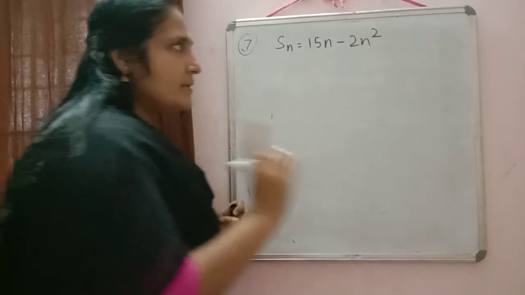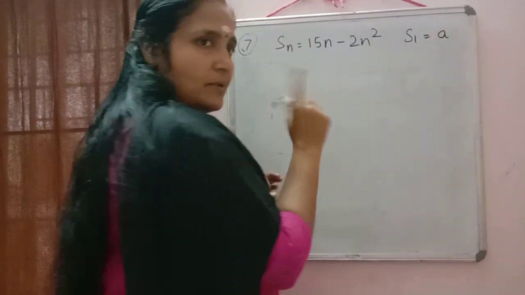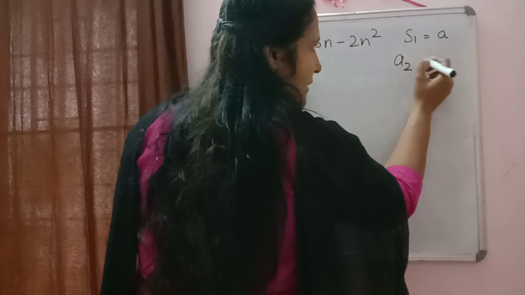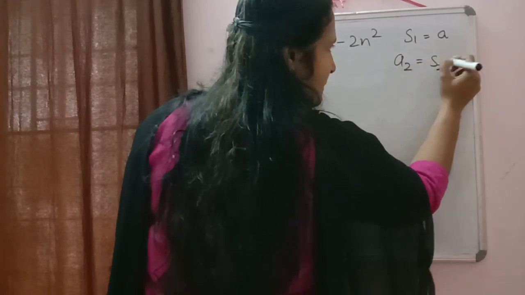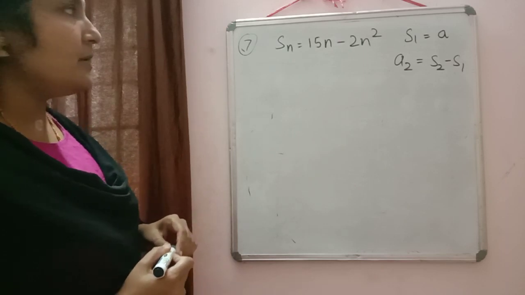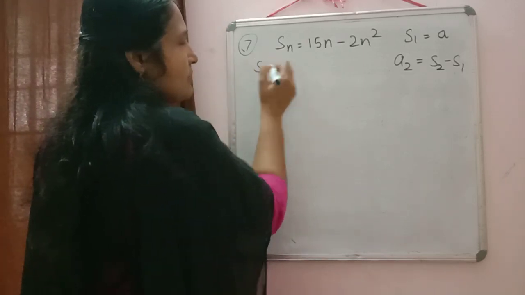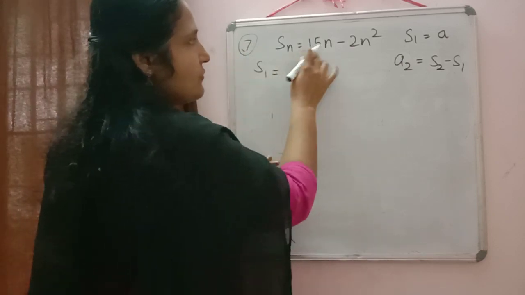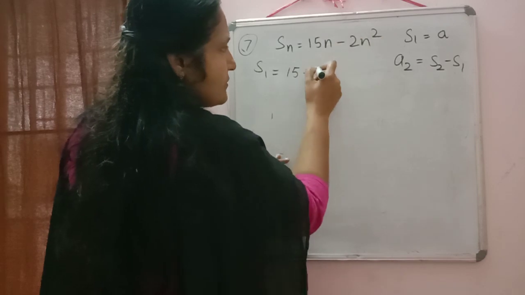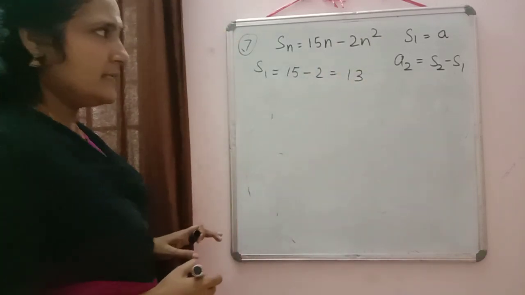Now again remember S1 when we will calculate, that will be equal to A, first term. And when we will calculate S2, after that to get A2 what we have to do? S2 minus S1. Don't write there A2 is equal to S2 only. Now first substitute n is equal to 1. So we will get S1 is equal to 15 into 1 minus 2 into 1 square. So 15 minus 2, 13.